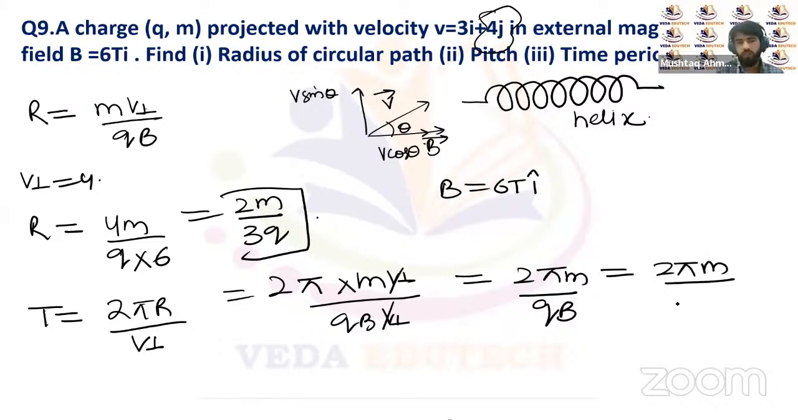The value of q is okay, it will be q into b multiplied by 6, so it will be equal to pi m upon 3q, right? Pi m upon 3q will be the net time period. This will be the time period of this charged particle, right?